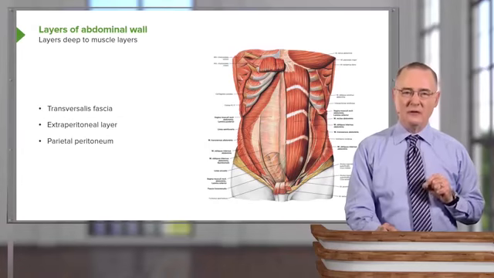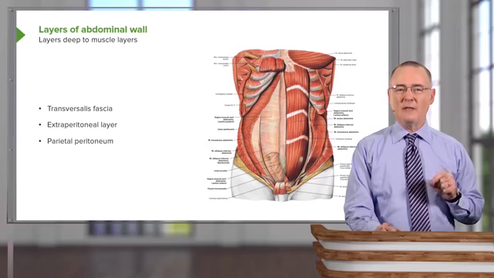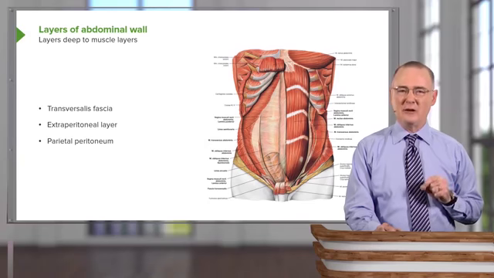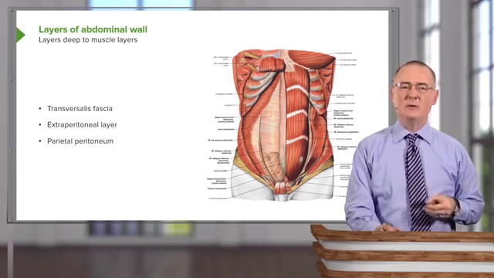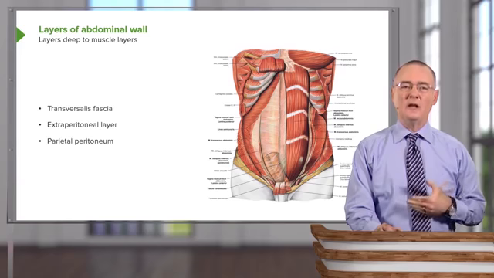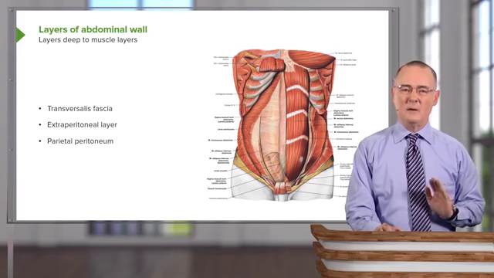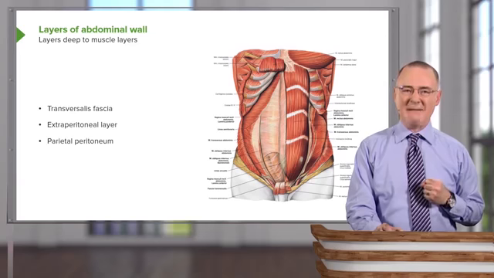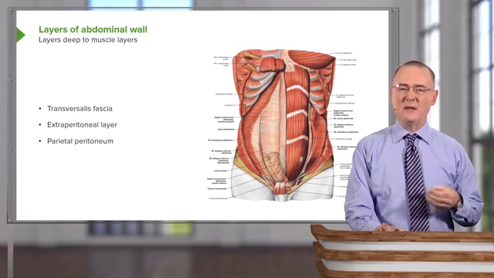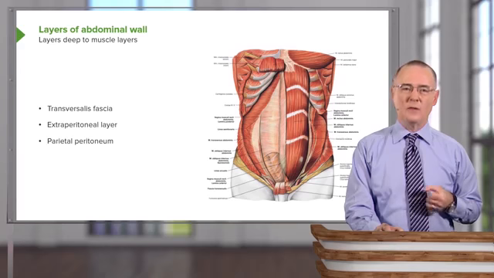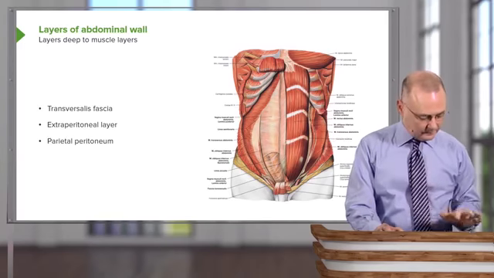What we cannot see here is just deep to the transversalis fascia, we'll have a thin layer called the extraperitoneal layer, and there's variable amounts of fat that can be detected here. And immediately deep to the extraperitoneal layer, you'll have the parietal peritoneum, which is lining the abdominal cavity. Once you go through the parietal peritoneum, you are then within the peritoneal cavity, and you can see the suspended abdominal viscera within the peritoneal cavity.